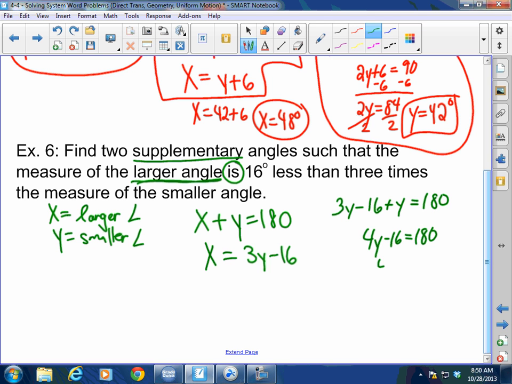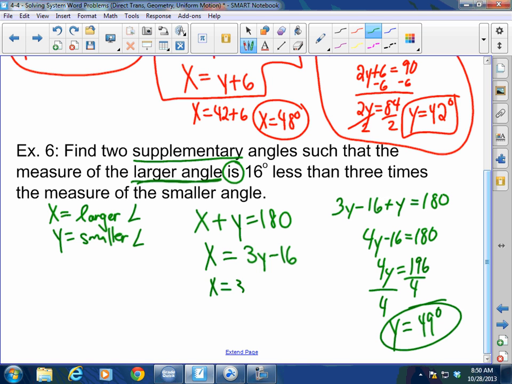Again, some of you are going ahead of me, and I understand that. You're doing some stuff in your head. That's cool. 196. Divide by 4 on both sides. So y will equal 49 degrees. What is x going to equal? Well, x is going to be 3 times 49 minus 16. So that should be 131.